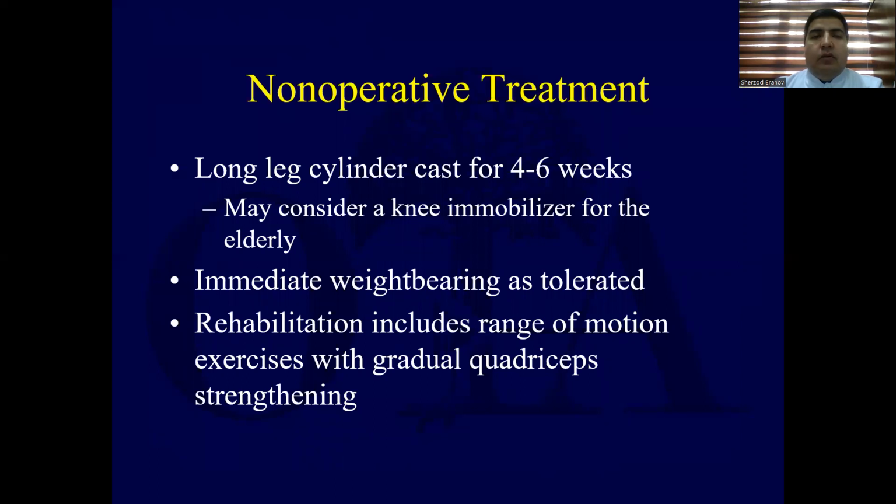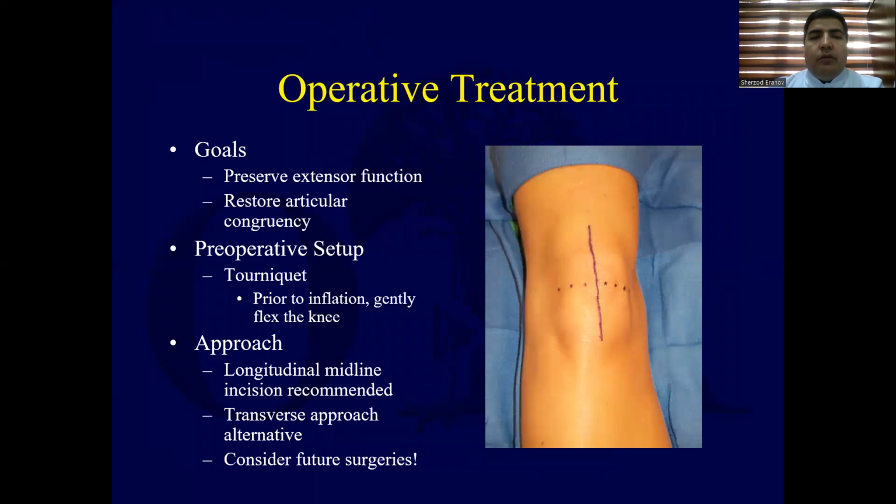Non-operative treatment, long leg cylinder cast for 4-6 weeks. May consider a knee immobilizer for the elderly. Immediate weight bearing as tolerated. Rehabilitation includes range of motion exercises with gradual quadriceps strengthening. Operative treatment goals: preserve extensor function, restore articular congruency.